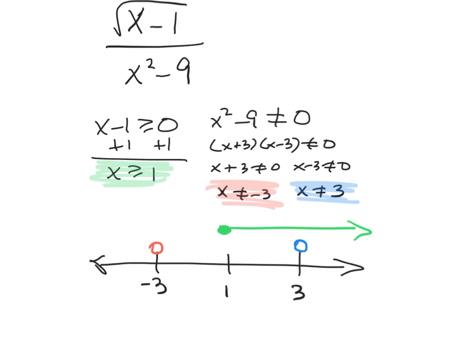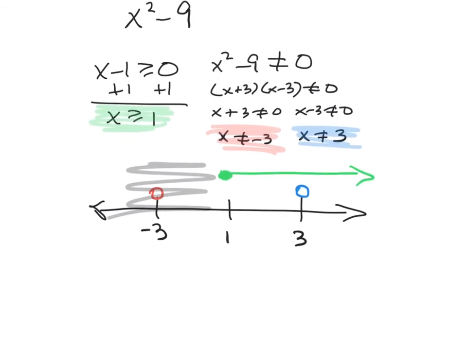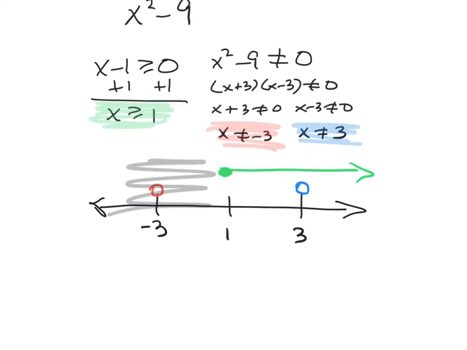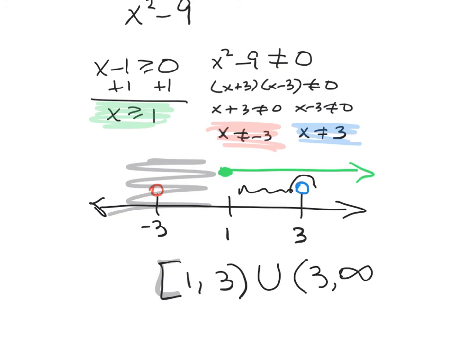Now, for this one, my domain is going to be everything that's greater than 1 except the hole at 3. I don't need to worry about negative 3 because that's a hole there. So really there's nothing to the left of positive 1. So I'm going to go ahead and write this from 1 to 3. So it's this section here. But then I have the hole, and then I jump over it, start again, and go to infinity.